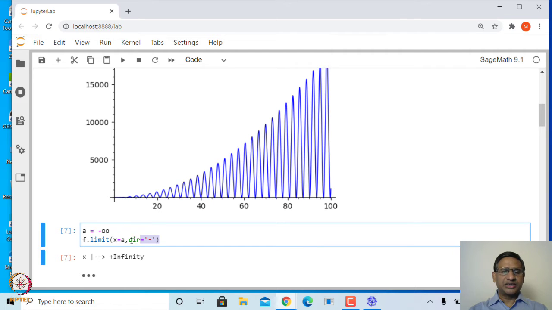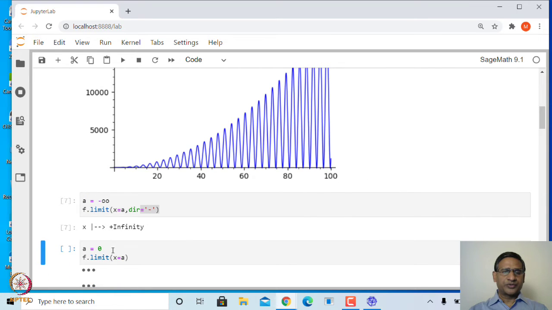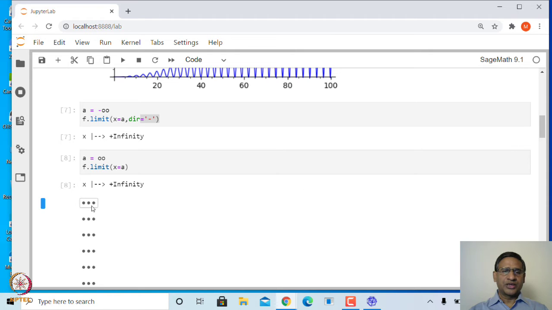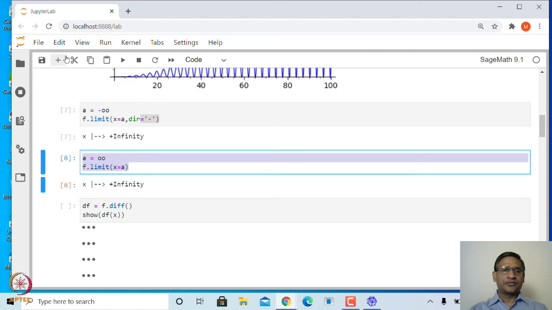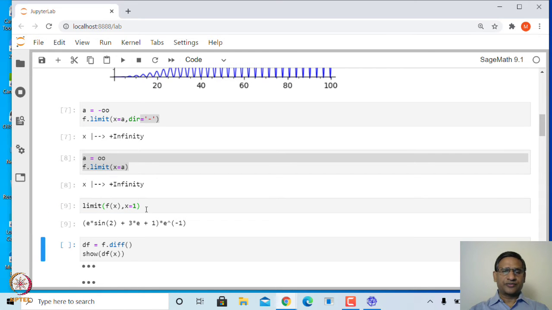Yeah. So, this goes to infinity, that is what we observed from the graph. The graph already tells me that this is what should happen, whereas if I take a equal to plus infinity, that is oo, and then try to find the limit, it also goes to infinity, though we saw that the increment on the positive side is not very high. You can also find a limit at any point. For example, if I want to find the limit of f of x at x equal to 1, then this is the value. Of course, you can say dot n to get the numerical value.